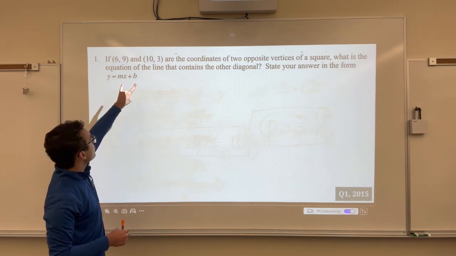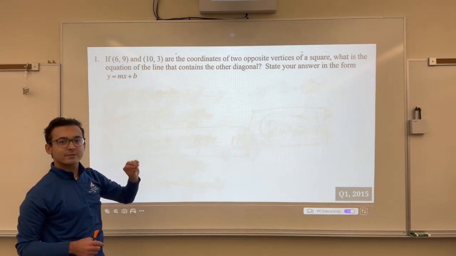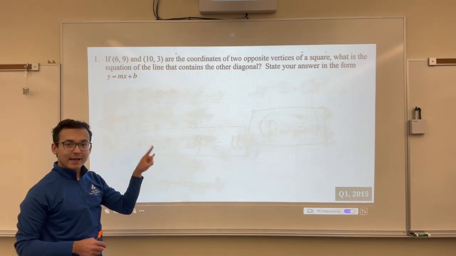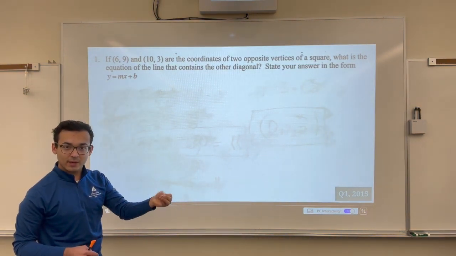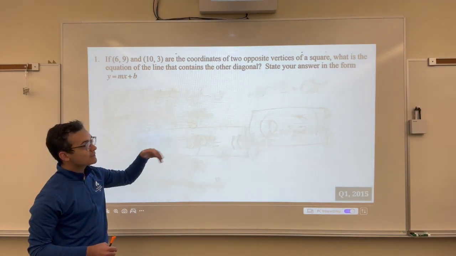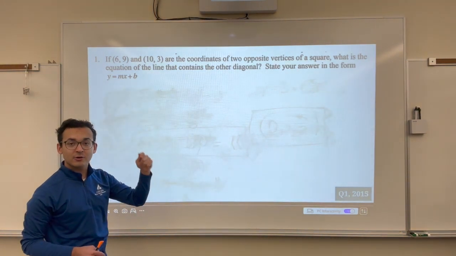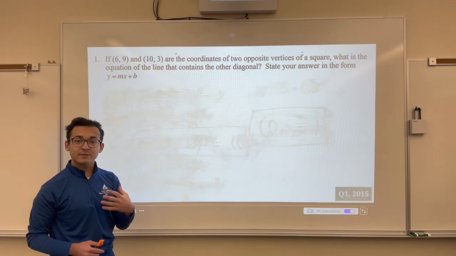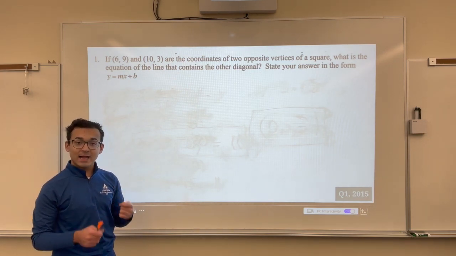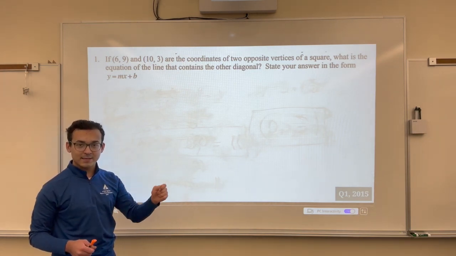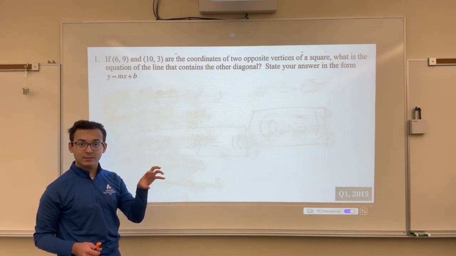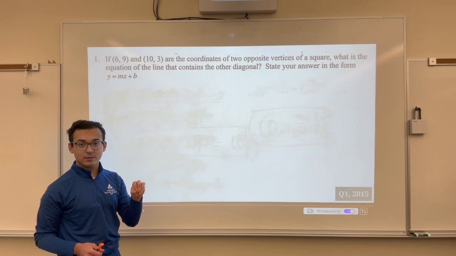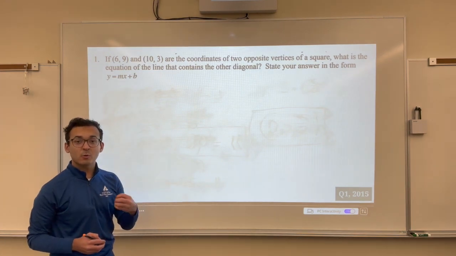So given that these coordinates are opposite vertices in a square, if we draw a line segment connecting them, that would be one of the diagonals of the square. Now the problem is telling us to find the equation of the other diagonal. An important fact about squares is that their diagonals are perpendicular bisectors. That means they form 90-degree angles, which is the perpendicular part, and they bisect one another, meaning that they go through the center or the midpoint.